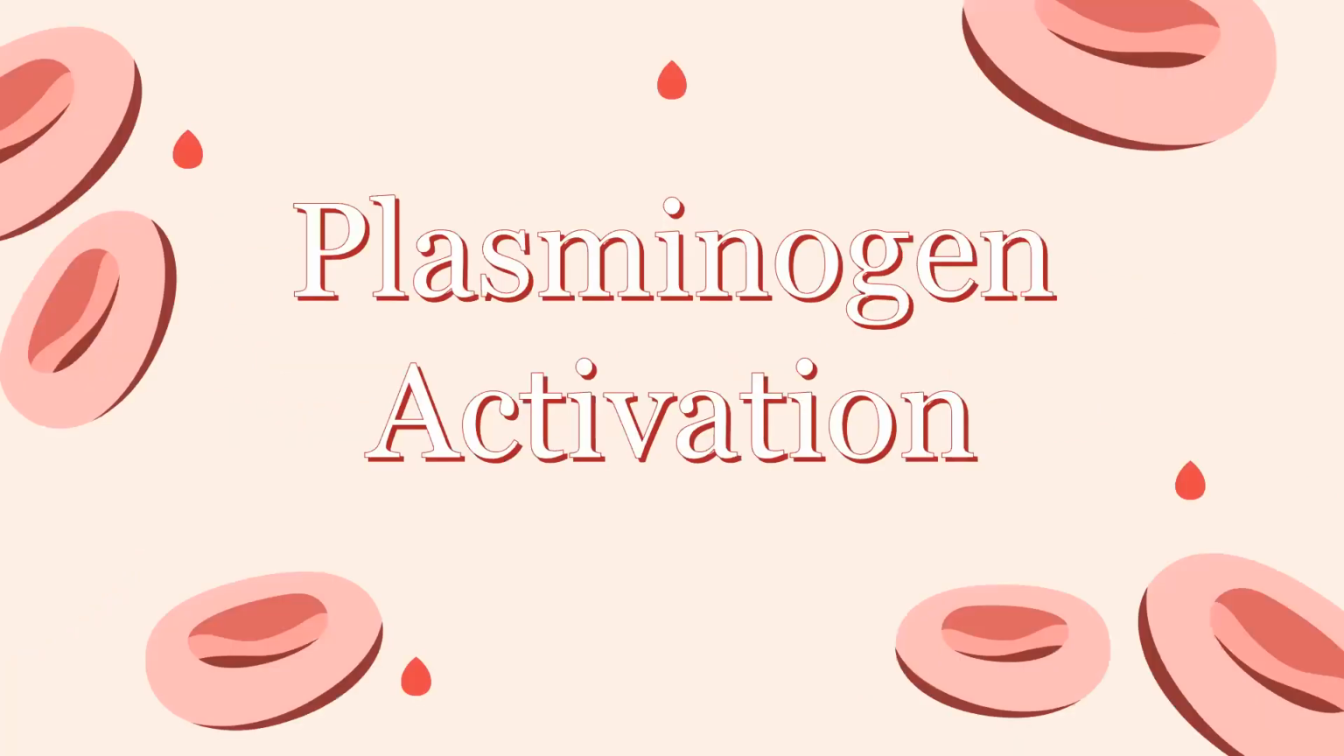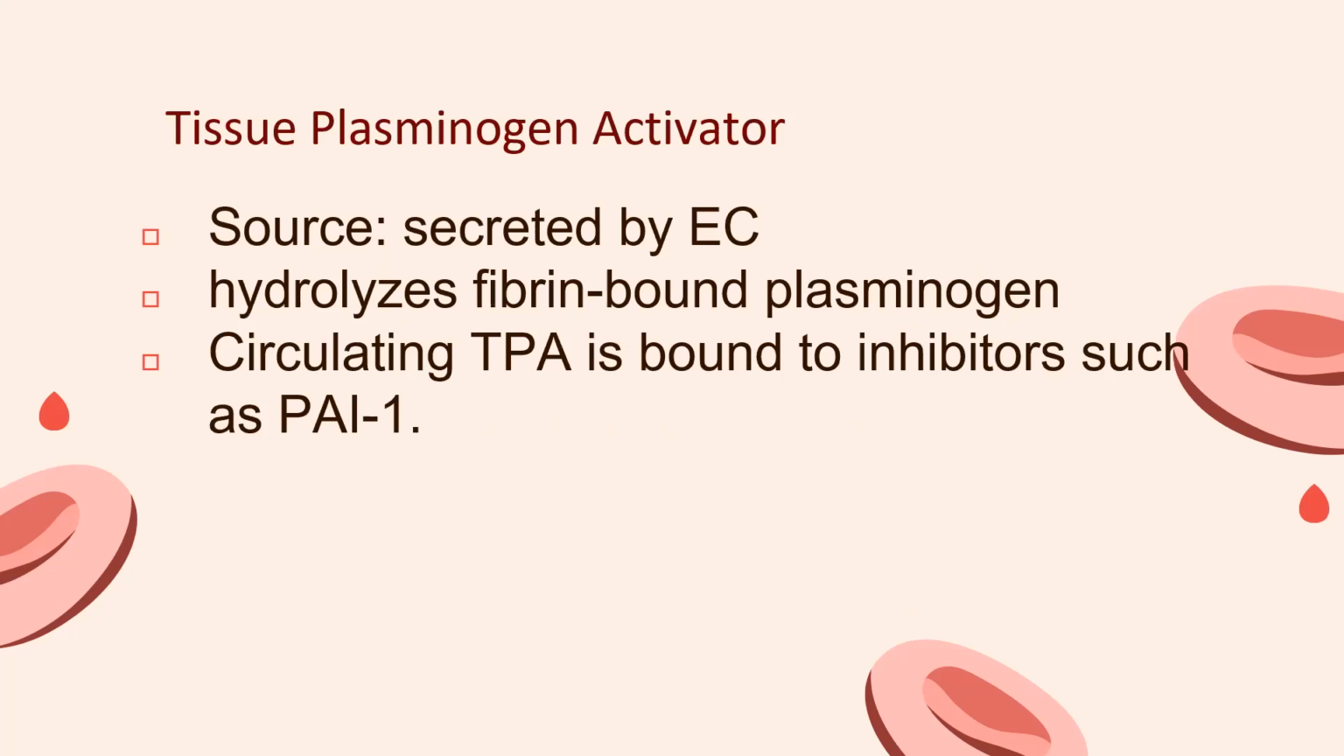Okay. So, how does plasminogen get activated or converted to plasmin? So we have again what we call the tissue plasminogen activator. So this is from the endothelial cell. Okay? So once po may damage sa endothelial cells, hindi lang procoagulants yung kanyang sinisecrete, it also secretes fibrinolytic enzymes. Okay? So this hydrolyzes the fibrin-bound plasminogen.